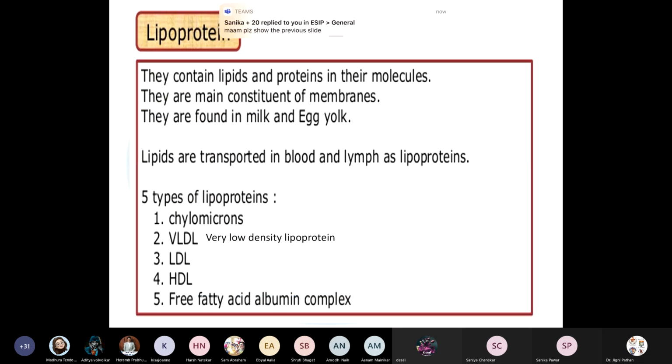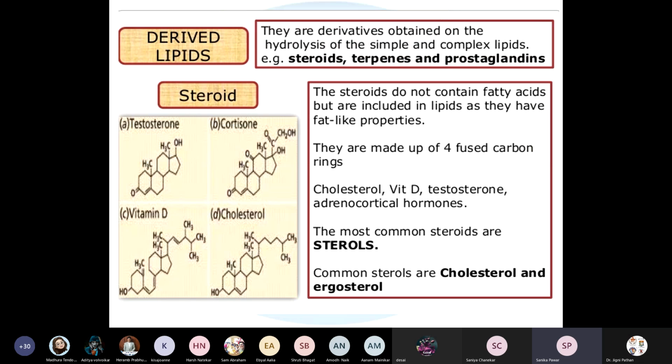Previous slide, which one? Which is the previous slide you are saying, Sanika? No, ma'am. I saw it just now. The screen is lagging. That's why.